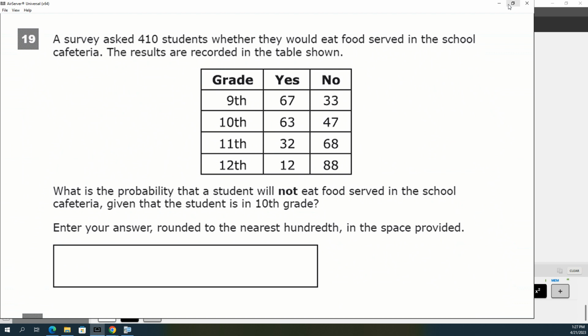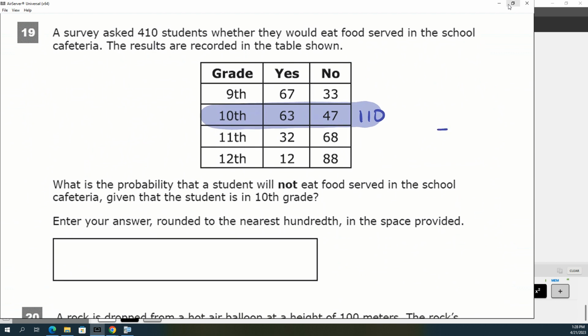All right, for 19, a survey asked 410 students whether they would eat food served in the school cafeteria, and the results are shown on the table. What is the probability that a student will not eat food given that the student is in the 10th grade? So the only people we care about in this table right now are the 10th graders, and that is going to be a total of 110 10th graders. The question is, what's the probability that they would not? So there's 47 no's out of 110.